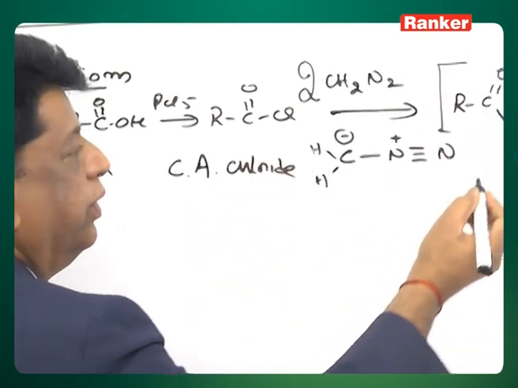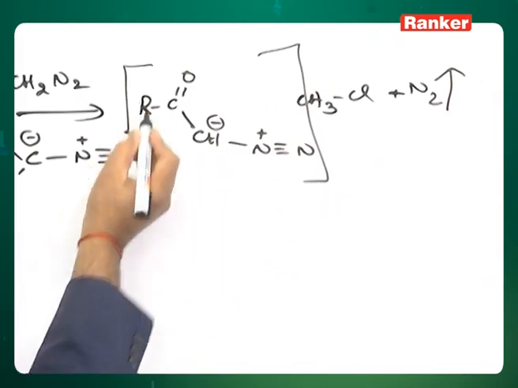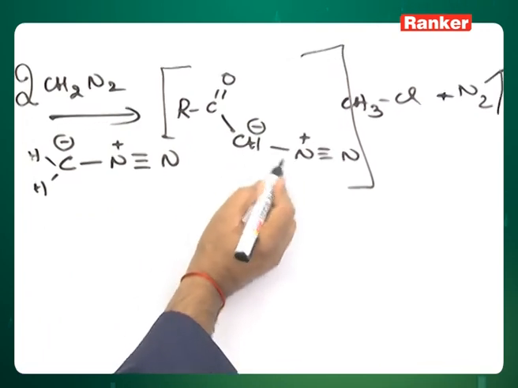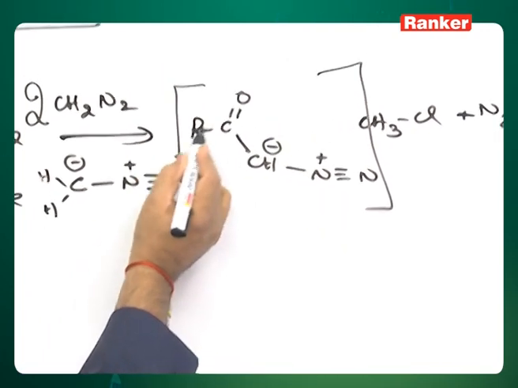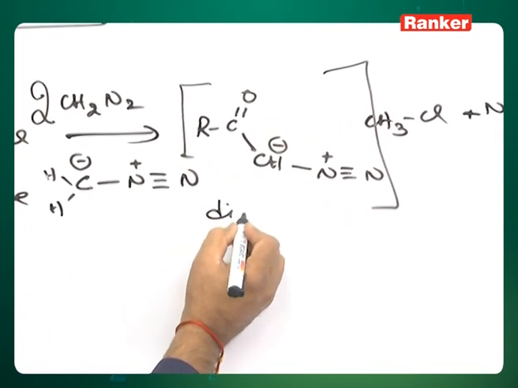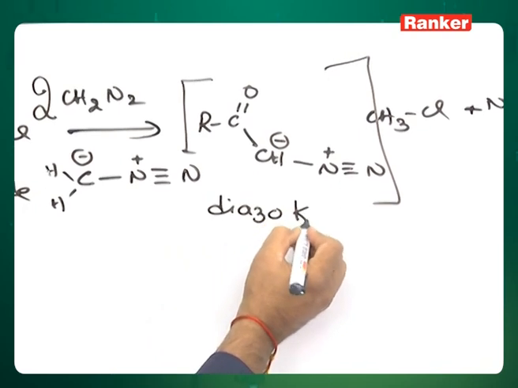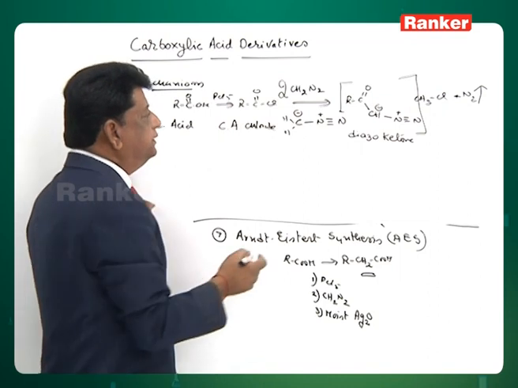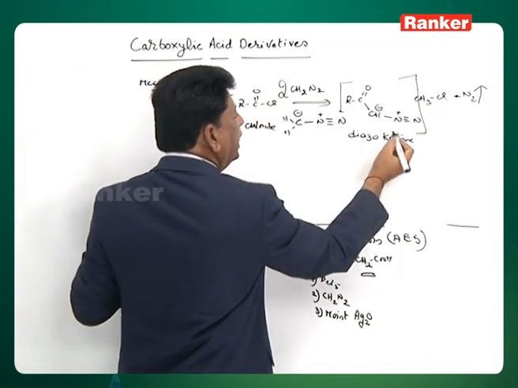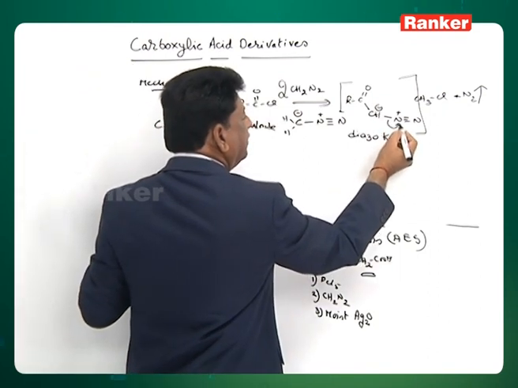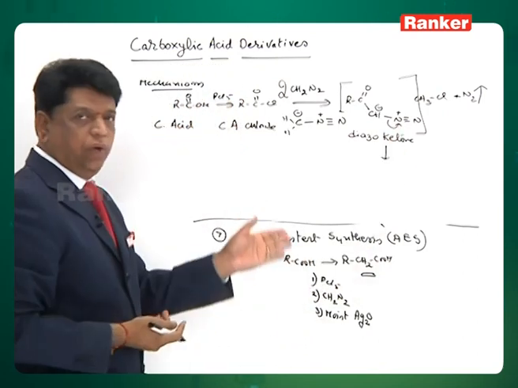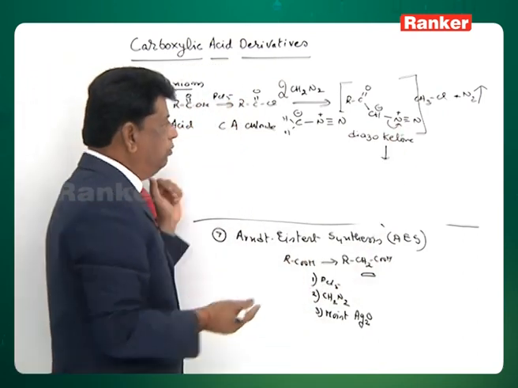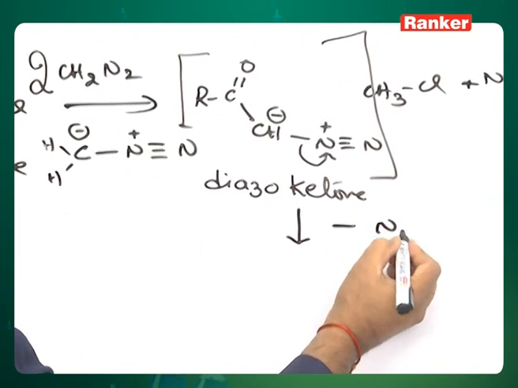Then what you get is called a diazo ketone, with an alkyl on one side and the diazo on the other. The diazo containing RCOR, so we call it a diazo ketone. This diazo ketone undergoes a loss where the 2 electrons are withdrawn by the nitrogen. So, an N2 molecule, a neutral molecule, will come out, minus N2.